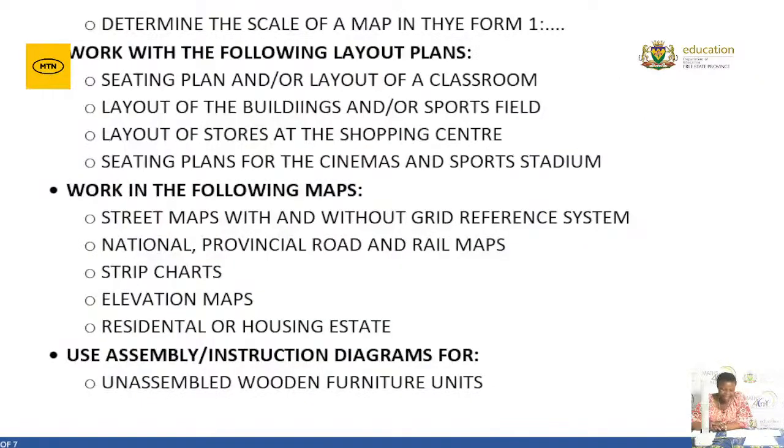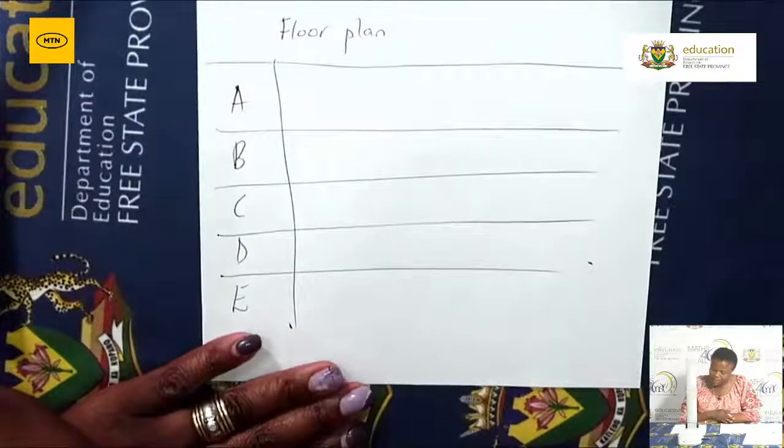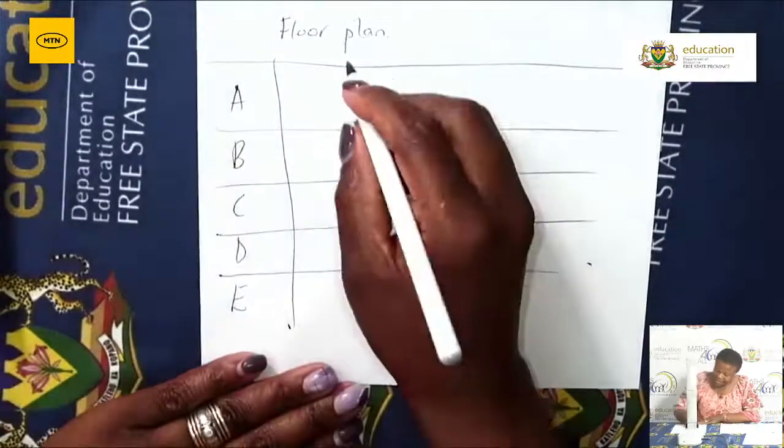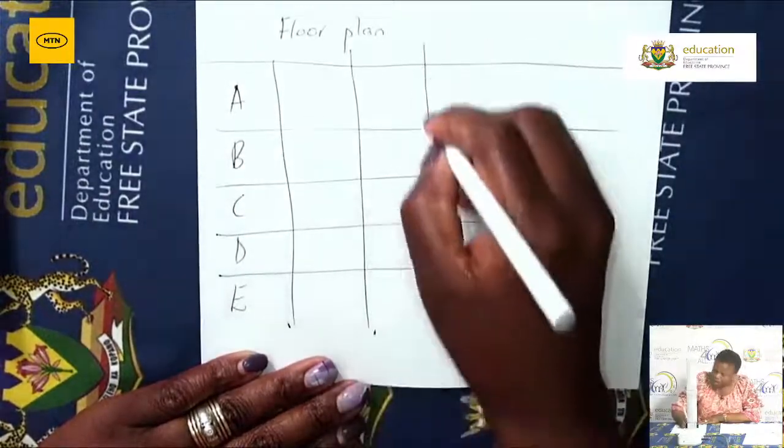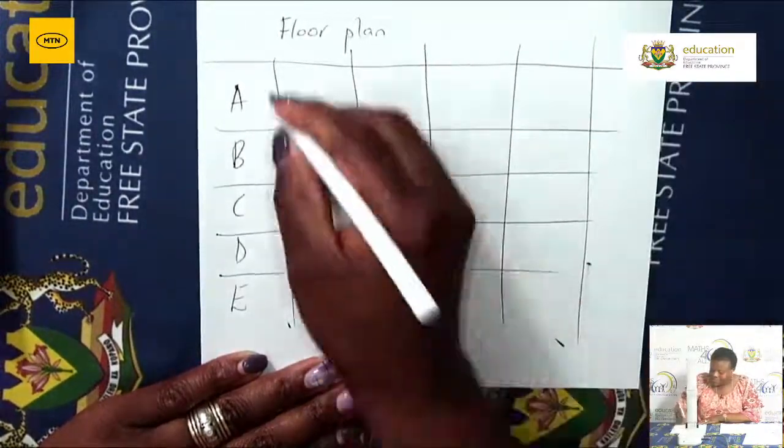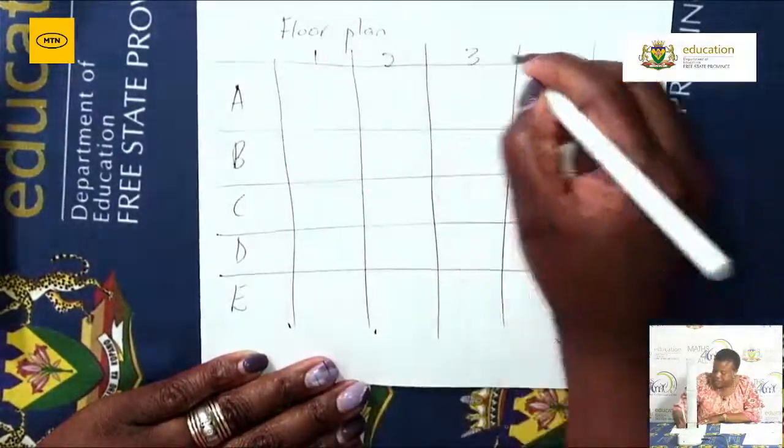Maps with grid references are the ones that will be labeled. Let me make an example. We have letters A, B, C, D, and E. And then we divide it into blocks. So this block, we put it on top of the map of Bloemfontein. So let's say, for example, we look at the other columns. Our block is divided into five columns.